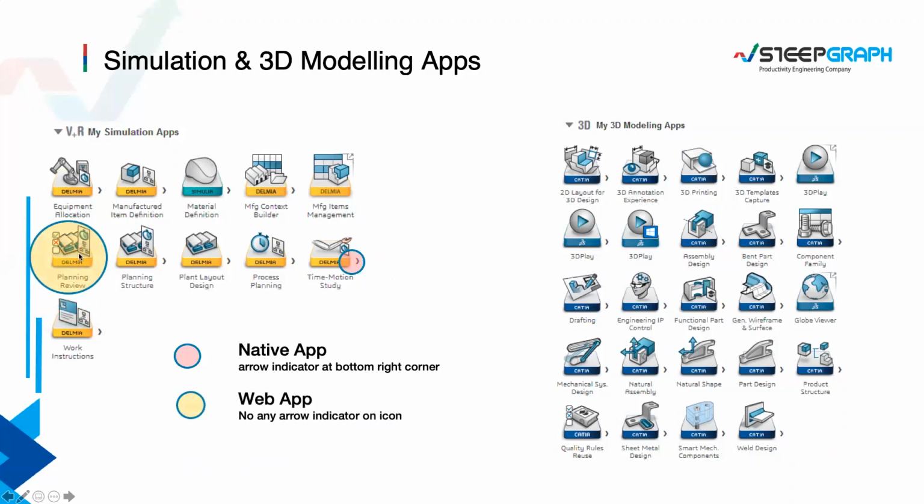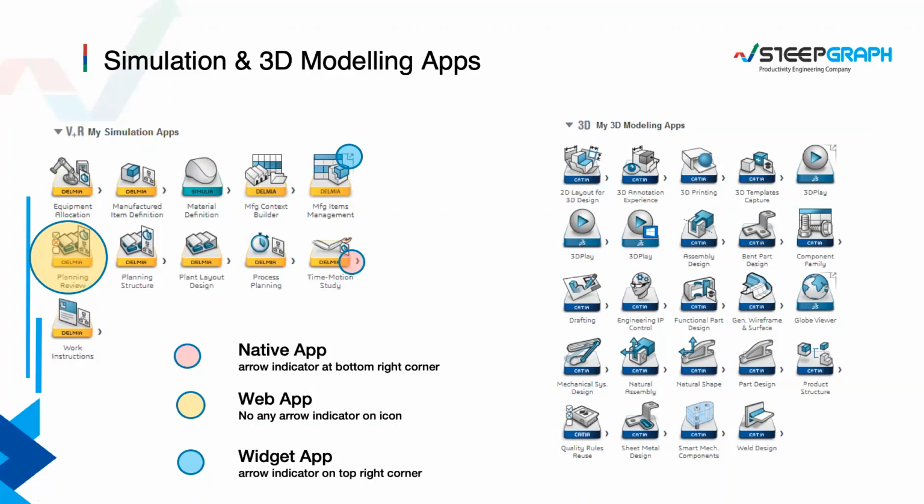Now, if there is no arrow here or at the top either, that means it is a web application. It will launch a new web page in a new tab or a new browser window. And then there is a third category, which is the arrow at the top. This typically shows a widget app. So an arrow indicator on the top right corner, as you can see here, for example, in this case 3D Play as well. That means it is a widget, and it can be placed into the dashboard as well. That's how you can identify the different kinds of apps.